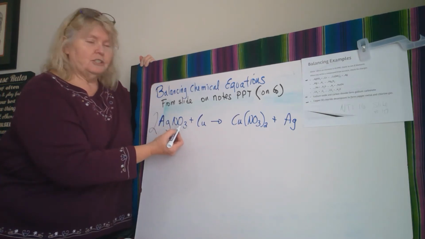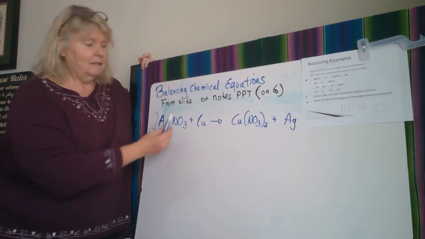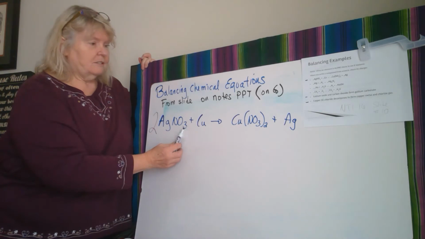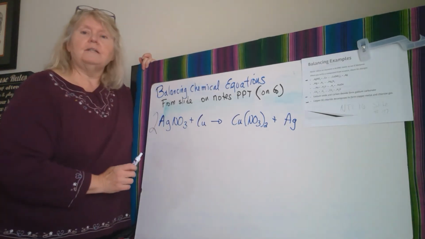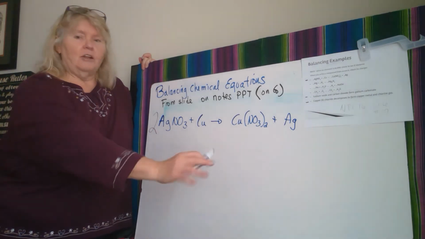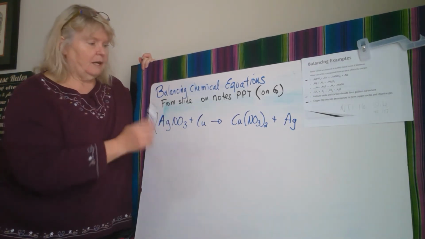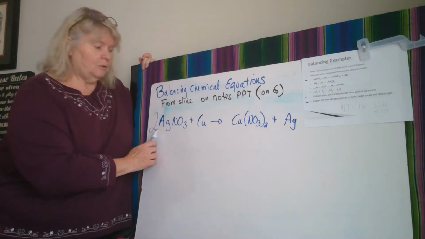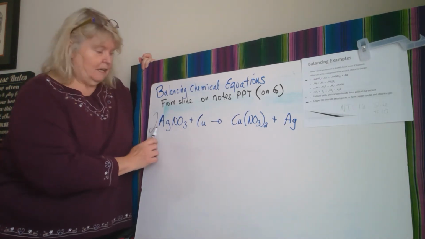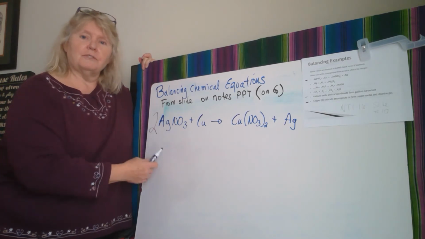Now you can do each element individually, but it takes a lot more time and I think it's more complicated. So 2 nitrates, and I have 2 nitrates. Does it really matter which element I start with? No, as long as in the end result you have the same number of atoms on both sides. Now, in order to get the nitrates to balance, I've changed the silvers. So now I have to go and change the silvers.